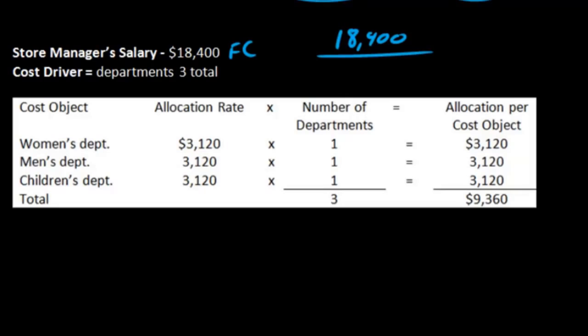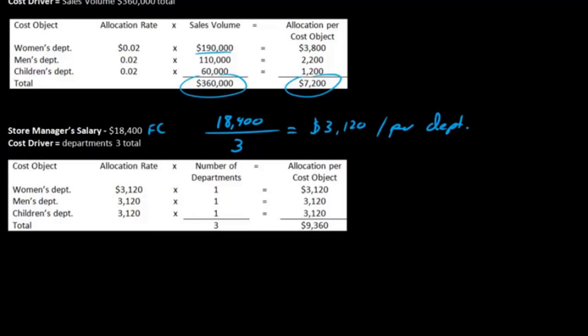So we want something that has a cause and effect relationship, but we don't really have anything here because this is a true fixed cost. A salary isn't dependent on the number of sales. It is not dependent on how big the building is or anything else. So allocating this is a little more challenging. In this case, since we can't come up with a perfect cost driver, there's nothing really driving this cost. We're just going to divide evenly across the three departments. So the cost driver will be the number of departments, which in this case is 3. So 18,400 divided by 3 is about $6,133 per department.